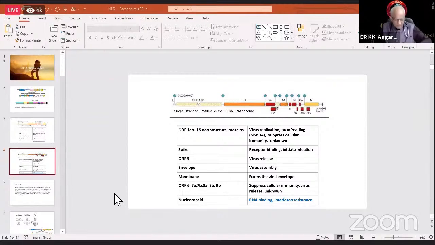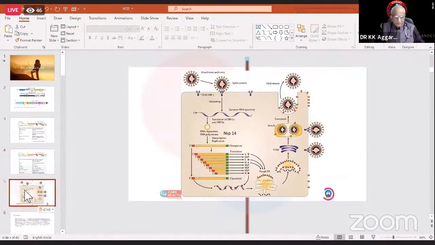So when the virus enters my body, I will come back to this slide. When the virus enters my body, it enters through two pathways. The first pathway is called the pathway of ACE2 receptors. So my body's ACE2 receptors bind with the spike protein.